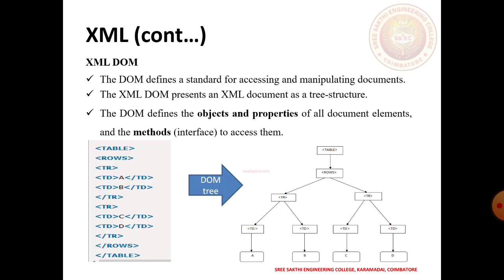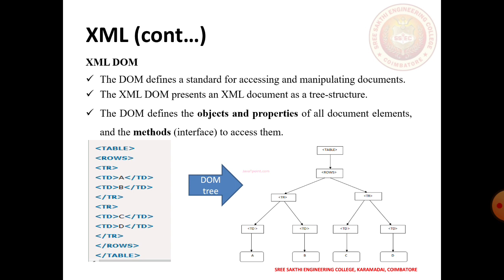Next, XML DOM, document object model. It is mainly used for accessing and manipulating the document, and it also represents the XML document in a tree structure. It defines the objects and properties of the document and also the methods to access the data. So let us consider the HTML file, where the table is the root element and row contains two different tr and td. That can be constructed as a tree structure.